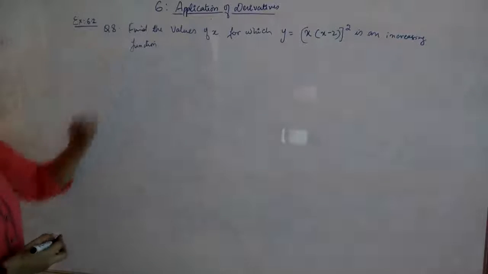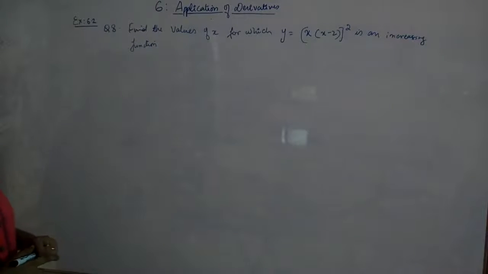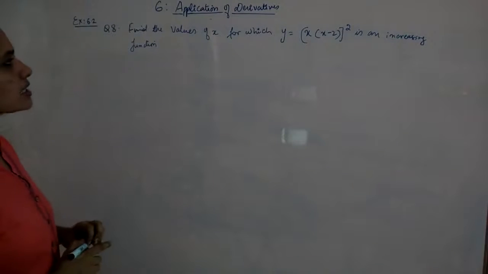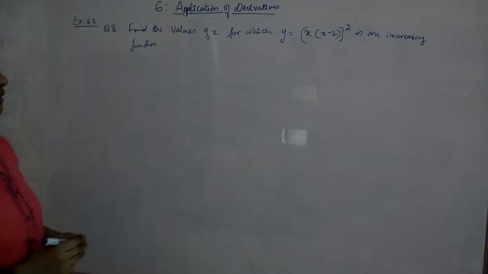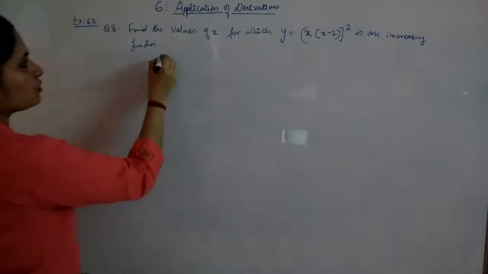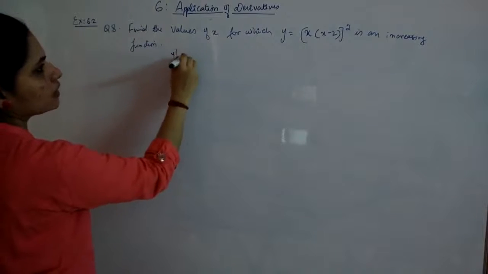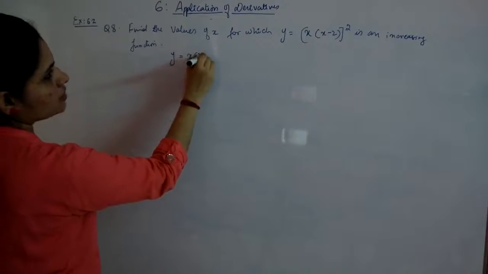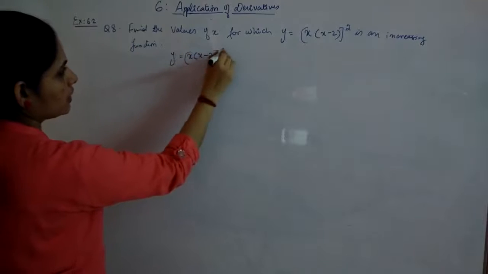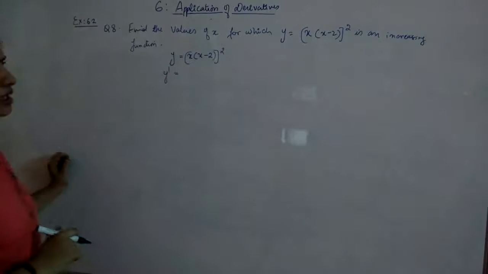Question number 8 is: find the values of x for which y equal to x into (x minus 2) the whole square is an increasing function. So again we need to substitute: y is given, so take y equal to x into (x minus 2) the whole square. Find out what y dash is.